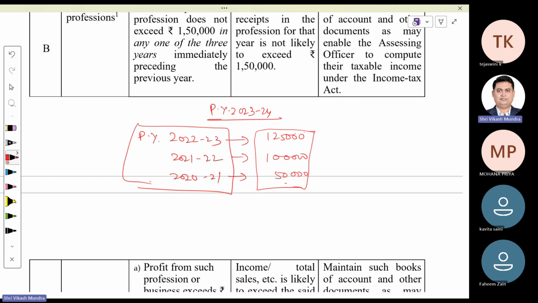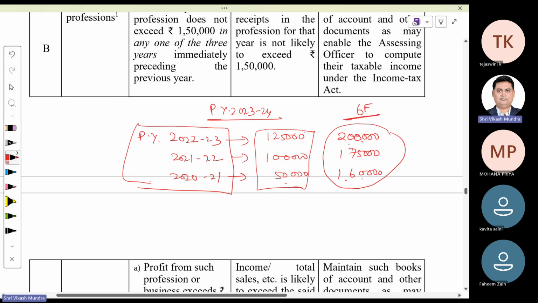However, on the contrary, if in this case my gross receipt is 2 lakh, here it is 1 lakh 75,000, and in year 2021 it was 1 lakh 60,000. Since in all of these 3 years my gross receipt from the profession exceeds rupees 1 lakh 50,000, I am supposed to follow Rule 6F. I am supposed to maintain those books of accounts which are prescribed under Rule 6F. What is Rule 6F? We are discussing after some time.